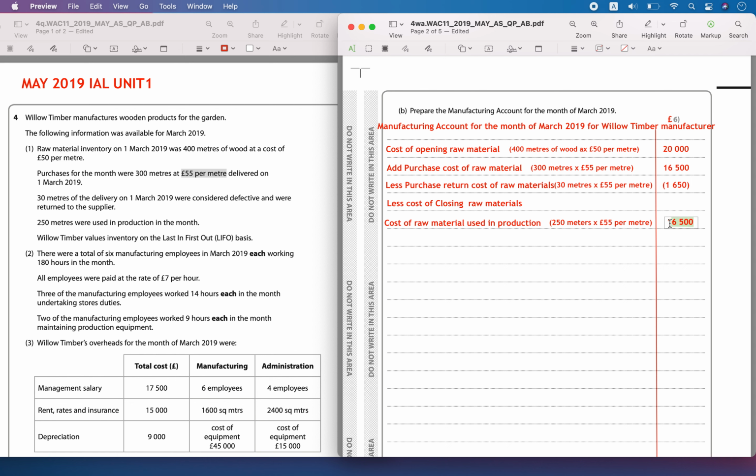So 13,750 was used up. That was the cost of the things used up in production. Now we can see how much of it was left behind, because if I add this, and if I subtract 1x, I should be able to get the cost of materials used in the production.